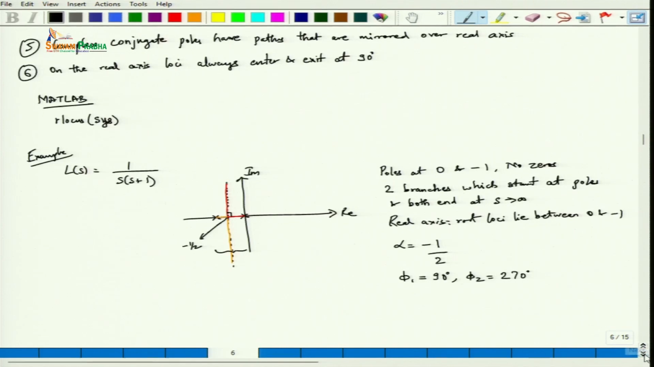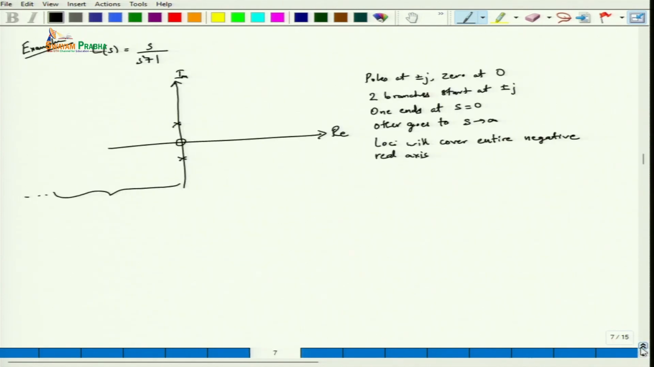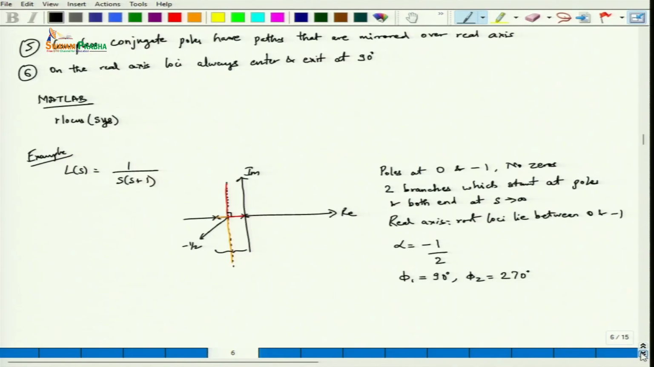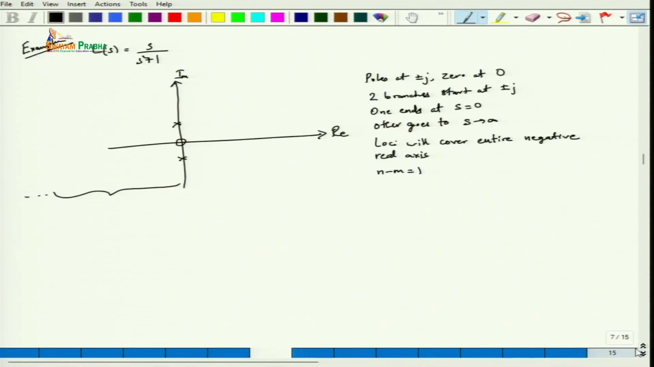The next rule is, as we have seen here, the value of n minus m is equal to 1. So that means there will be an asymptote. If we look at this asymptote, the value of alpha will be the summation of all poles and zeros. The summation of poles yields 0, the summation of zeros is also 0. So in that case, alpha will be 0.